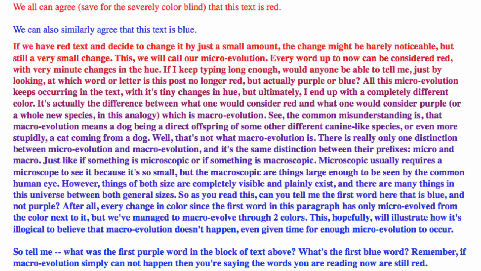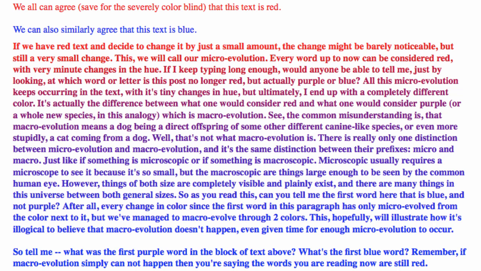See, the common misunderstanding is that macroevolution means a dog being a direct offspring of some other different canine-like species, or even more ignorantly, a cat coming from a dog. Well, that's not what macroevolution is. There is really only one distinction between microevolution and macroevolution, and it's the same distinction between their prefixes, micro and macro. Just like if something is microscopic or if something is macroscopic.